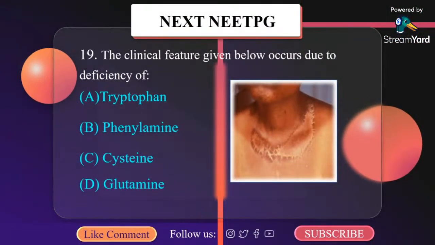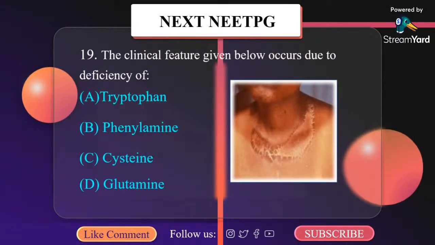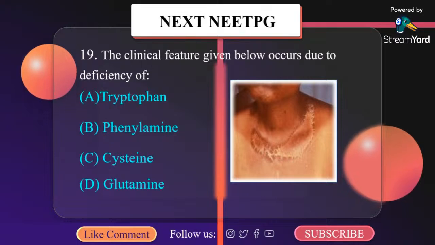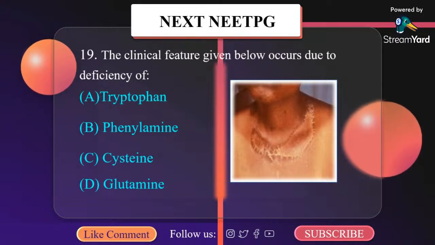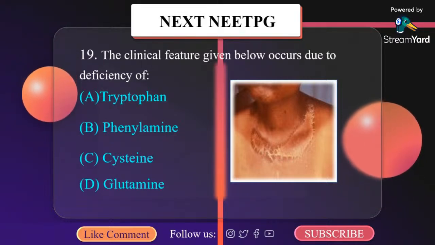The clinical feature shown is due to deficiency of: A. Tryptophan, B. Phenylalanine, C. Cysteine, D. Glutamine. What do you think is the correct answer here?